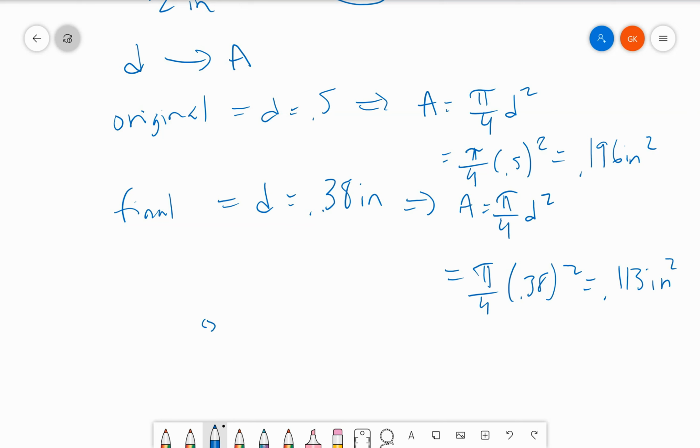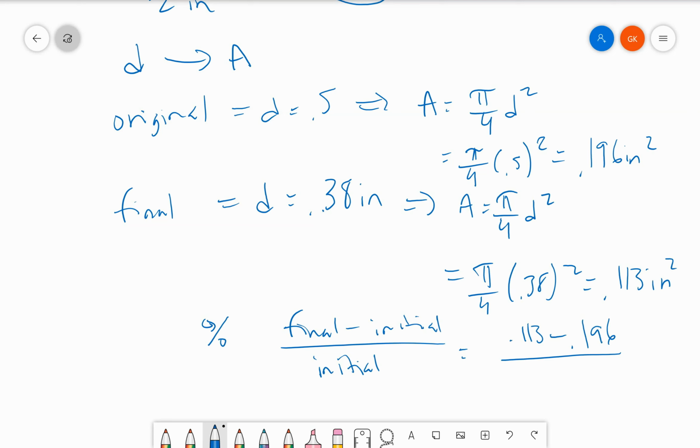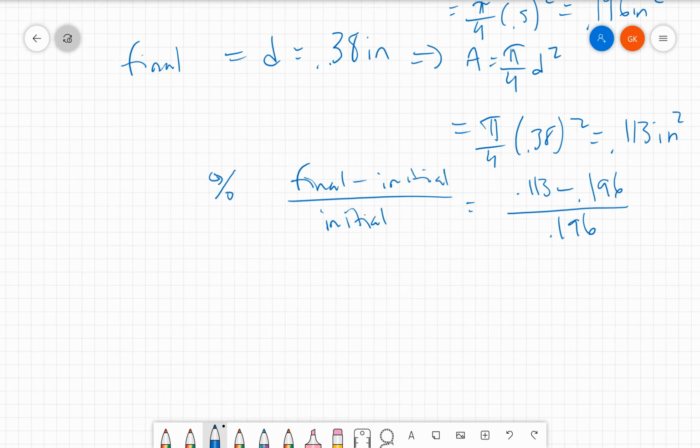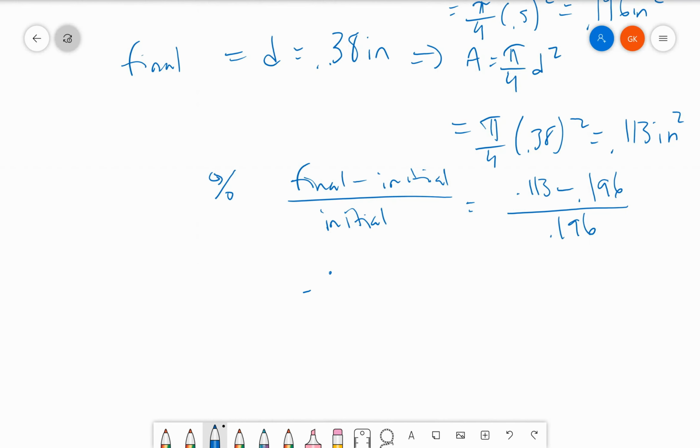And if I want to do the percent reduction in area, it's always final minus initial over initial. So I'll do that right now. So final minus initial over initial. And I plug in my numbers, and I get 0.113 minus 0.196 over 0.196. And that will come out to be negative 0.423. Multiply that by 100 to get to percent, and I get 42.3.